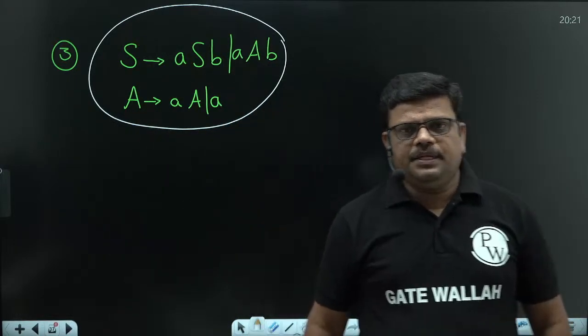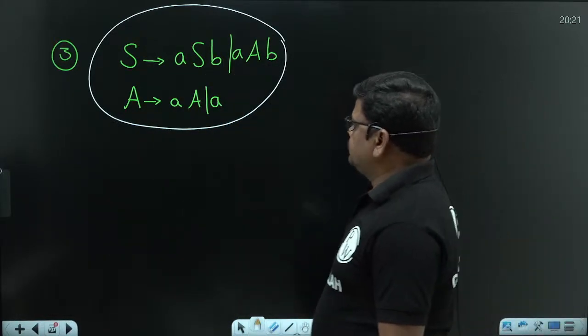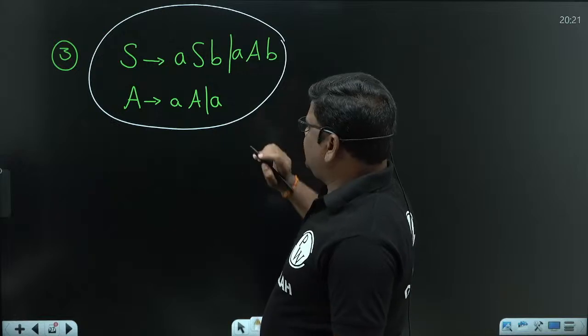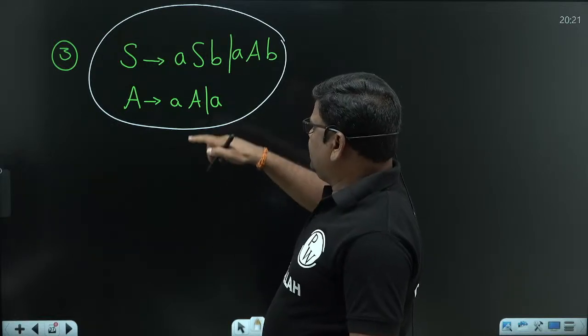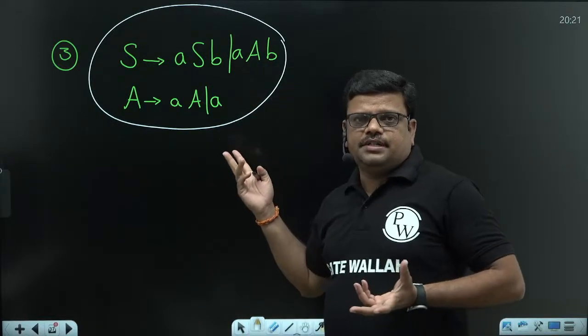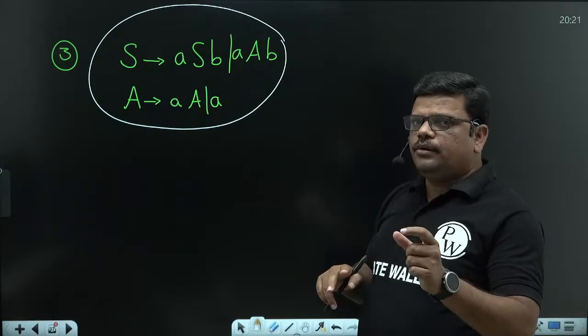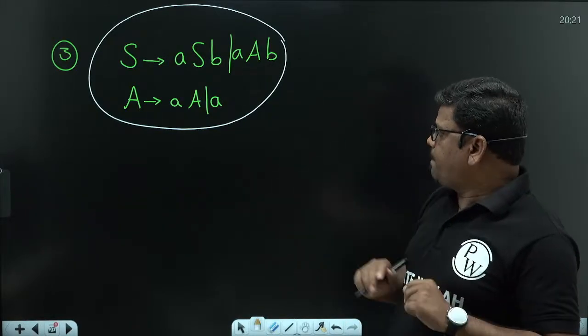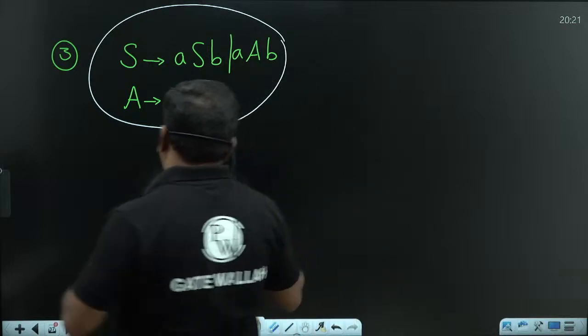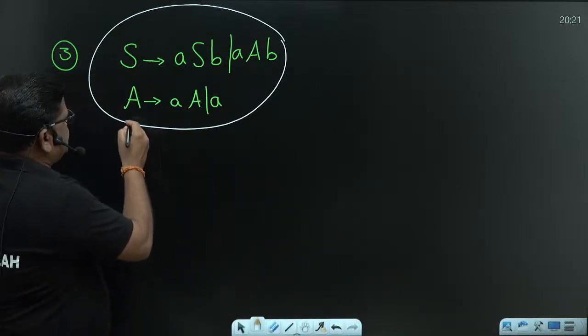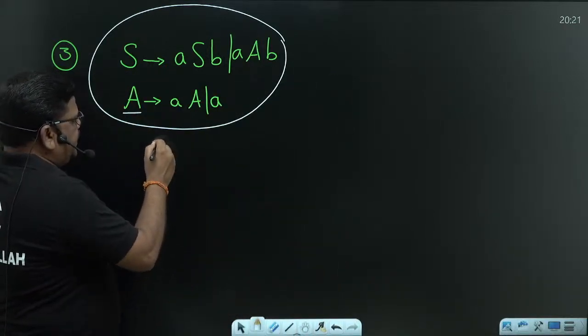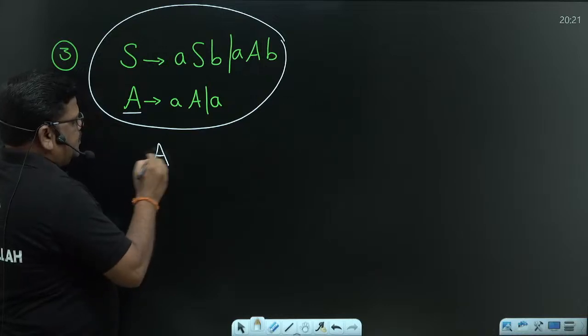Let us start from here. There are so many things involved here. This is generating an infinite number of strings. So let us try to analyze every non-terminal, what type of strings it is producing. So come to the non-terminal A first. What type of strings is non-terminal A generating?